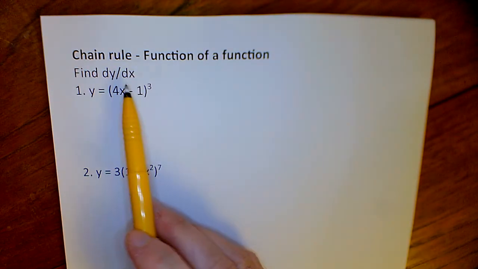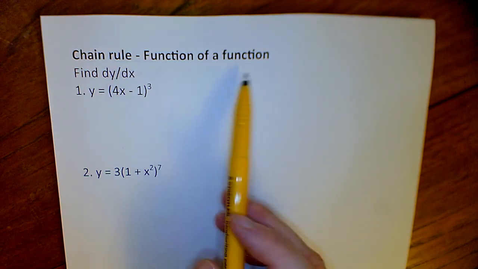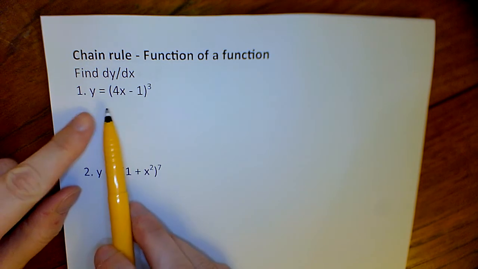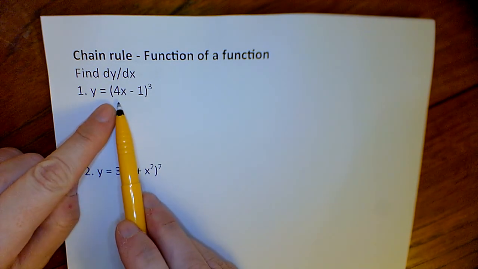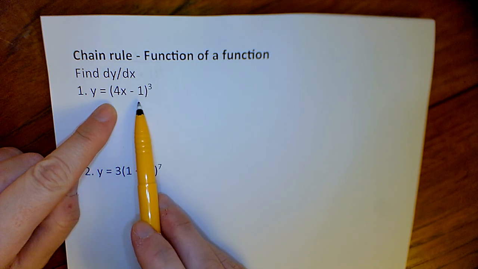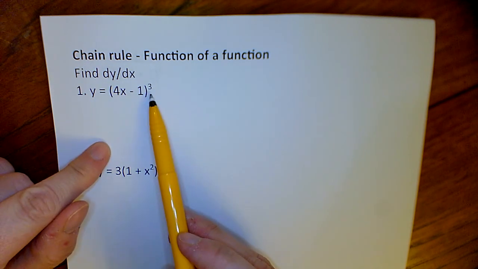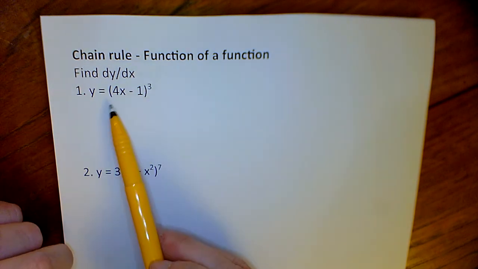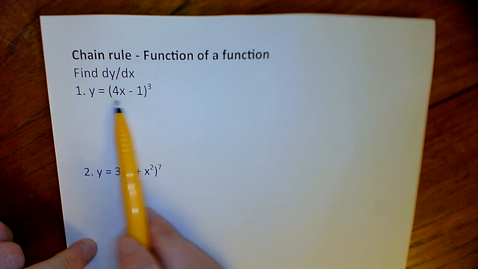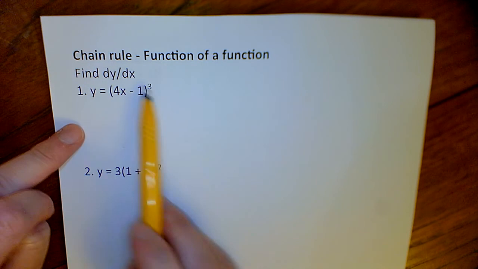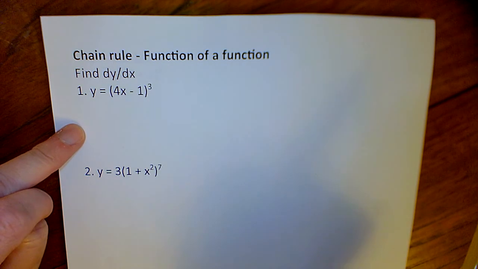This now is the chain rule, or sometimes you'll see it called function of a function. So this is where we have some kind of function, say in a bracket, and it's raised to a power. So it's called function of a function because you can see inside the bracket that 4x minus 1, that's a function in itself, and then the whole thing is another function.